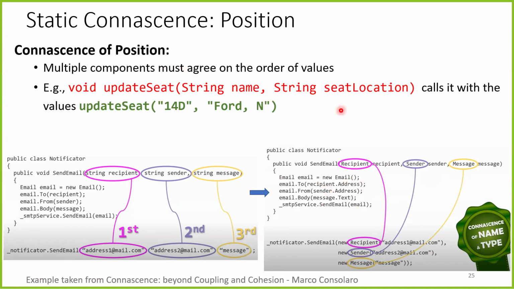So, and also the connaissance of position through name and type. By fixing the type, by fixing the names, we also get connaissance of position by defining this recipient, sender, and message class. I hope it is clear. So now if I make a change here, of course, all the remaining parts of the code will not compile until I make these changes in that piece of code also. So the connaissance of position says multiple components must agree on the order of values.